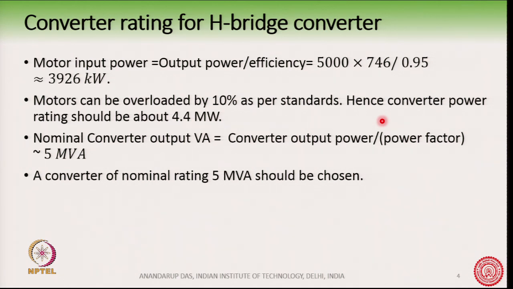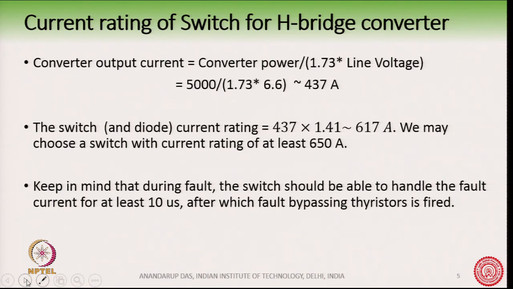So, the converter output power, 4.4 megawatt, divided by the power factor, will be about 5 MVA. So, a 5 MVA converter can be chosen to drive such an induction motor. So, what is the converter output current? The converter rated voltage is 6.6 kV and 5 MVA. So, about 437 ampere, that is the rated output current of the converter.